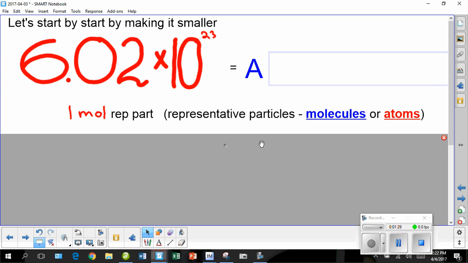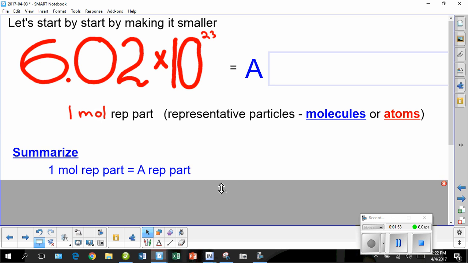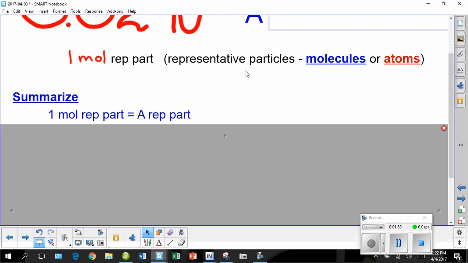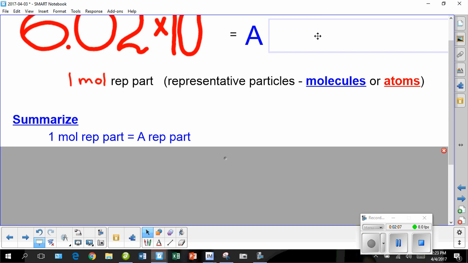All right, so going down, I am using "rep part" to make a little bit of fun of this terrible, awful word that's so long, representative particles. And what are representative particles? Just molecules or atoms. That's all. So we make some of these letters and numbers a little less scary. To summarize, a mole of rep parts is equal to an A of rep parts.